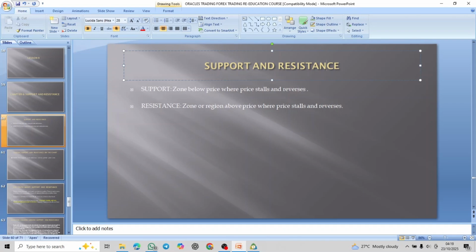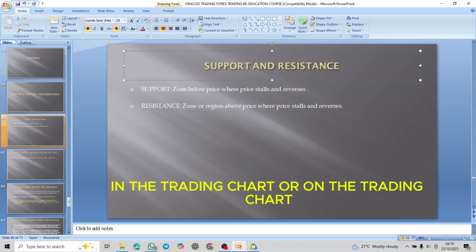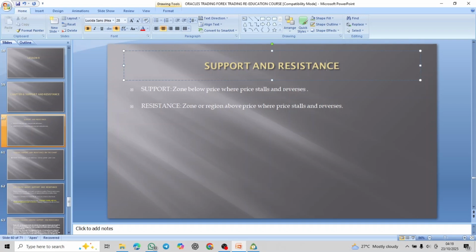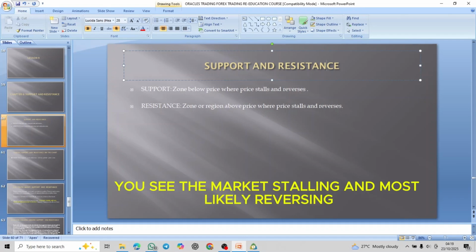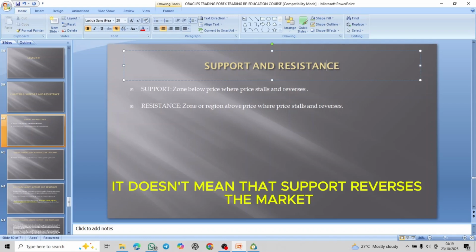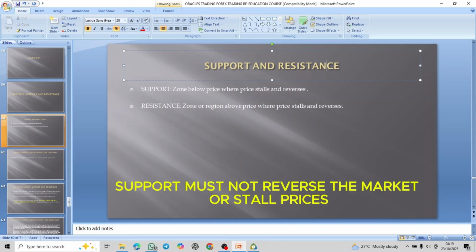Briefly, what is support? A support zone, or support, is simply a zone on the trading chart that is below price, and support tends to reverse the direction of the market. So when the market gets to support, you see the market stalling and most likely reversing. It doesn't mean that support must reverse the market or stall prices. Please, you are going to note this carefully.